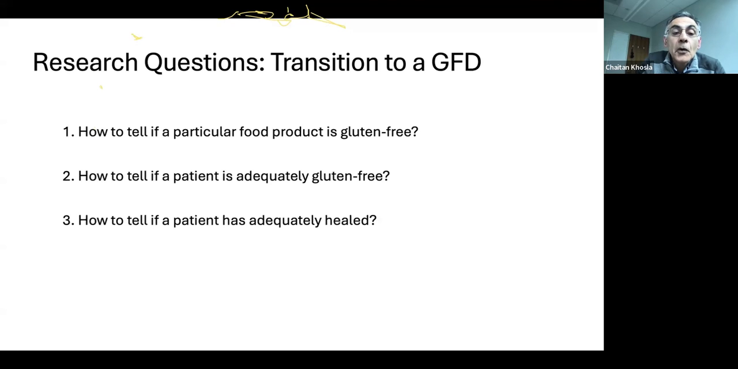By now, all of you know that there are a number of products that you can buy that are designed to help a celiac patient tell if something they're putting into their mouth has gluten in it or not. And there are also emerging products that are designed to tell whether a patient has been exposed to gluten in the recent past, typically within the past 24 to 48 hours.